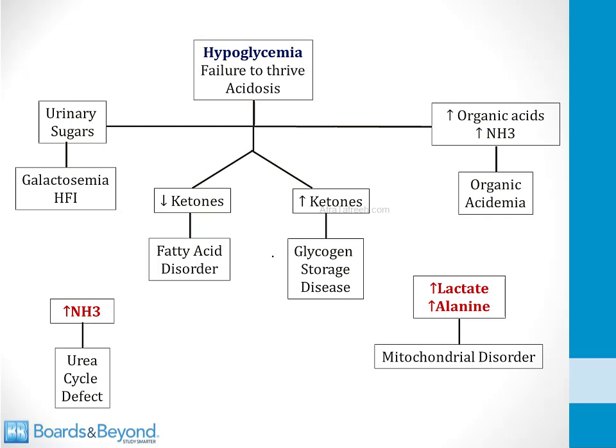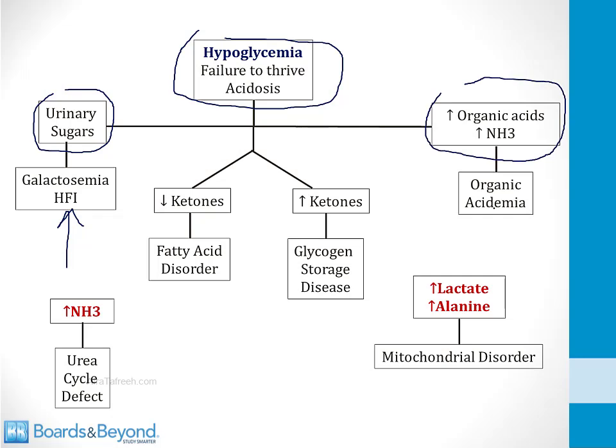I'll finish with this summary slide, and if you understand everything on this slide, it is very easy to recognize these inborn errors of metabolism in board questions. So if you're faced with a baby that has hypoglycemia, failure to thrive, and acidosis, that can be a number of different things. If there are urinary sugars in the urine, this suggests galactosemia or fructose intolerance. And remember that these two disorders usually have an onset of symptoms right after the baby feeds if the baby consumes galactose or fructose. If you are told that there are high levels of organic acids and elevated ammonia levels, this suggests one of the organic acidemias.